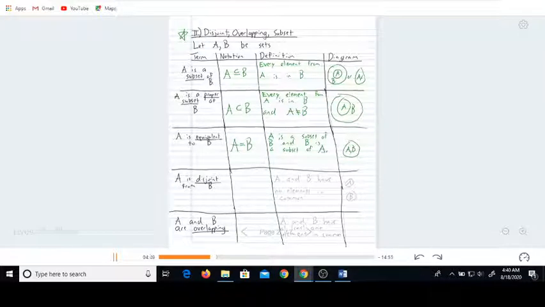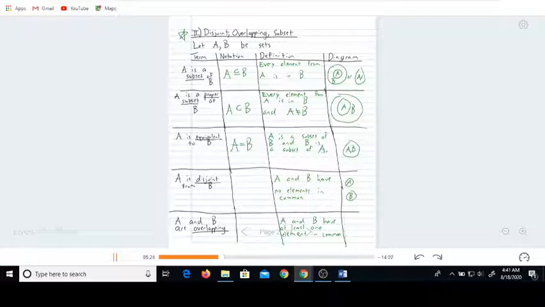And disjoint, so there's no notation for that. We just say two sets are disjoint if they have nothing in common. So A and B have no elements in common. So the diagram would be just two completely separate sets. And then overlapping, all that means is A and B have at least one element in common. Perhaps more, but at least one.